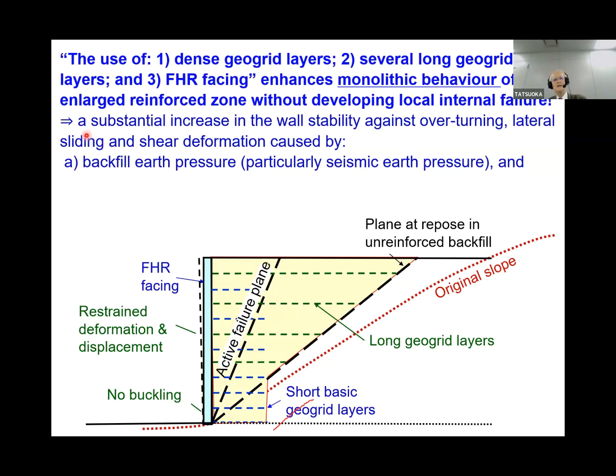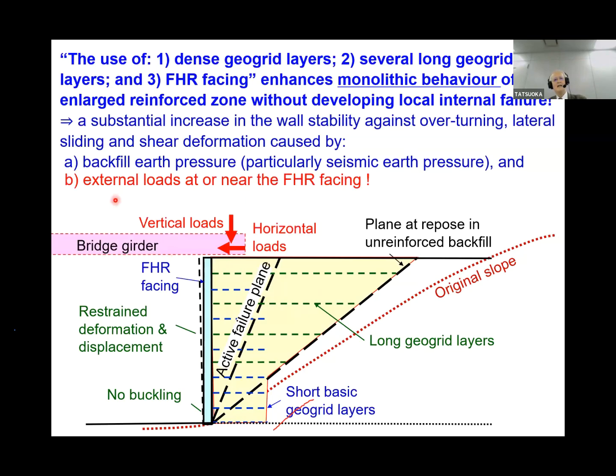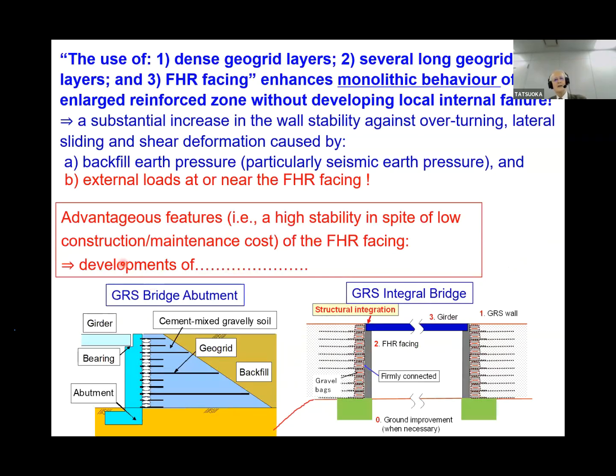So then we can expect a substantial increase in wall stability against overturning, lateral sliding, and shear deformation. These are caused by back pressure, particularly seismic earth pressure, and external loads at near and on the full height facing. So taking advantage of this high stability in spite of the low construction and maintenance cost of full height rigid facing, we developed the GRS bridge abutment, the GRS integral bridge. This is the next topic.